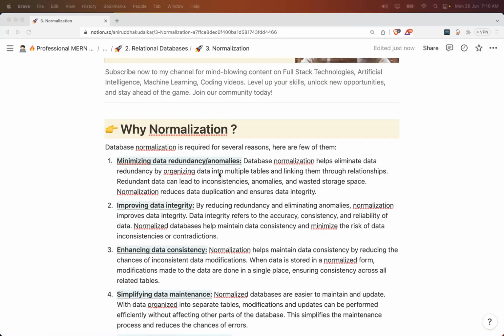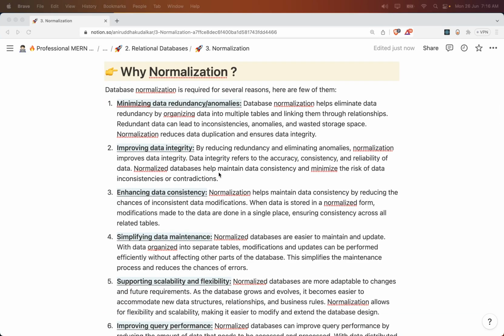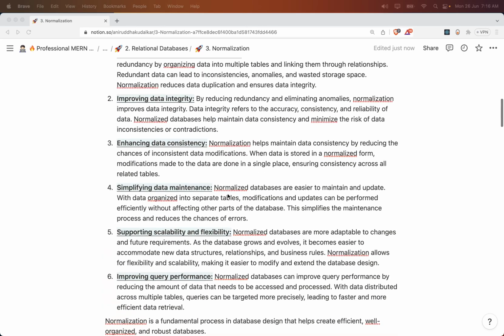Now, in the "why normalization" topic, we will see details. Why do you need normalization? What are the scenarios where you need normalization? We will discuss those in this topic.